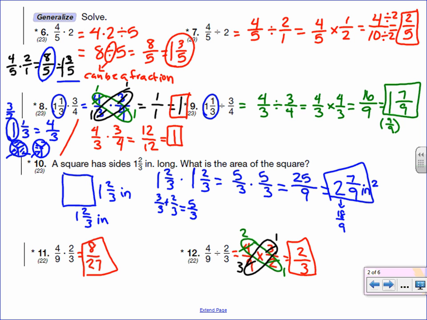Now we could have just as easily done it and simplified in the end. So we would have 4/9 times 3/2. 4 times 3 is 12. 9 times 2 is 18. And then those have a common factor of 6. 12 divided by 6 is 2. 18 divided by 6 is 3.